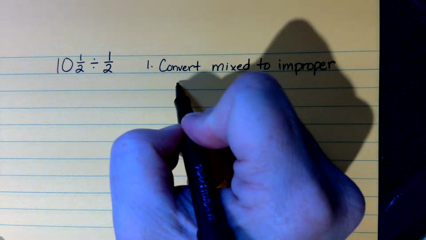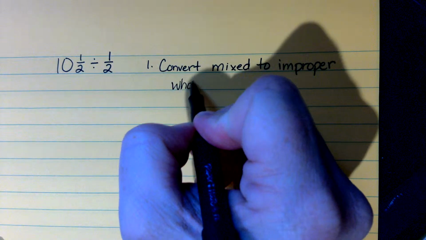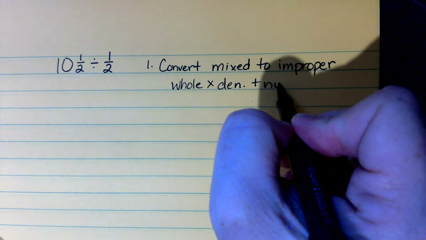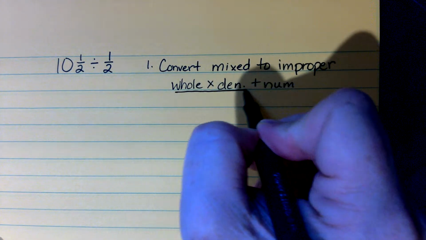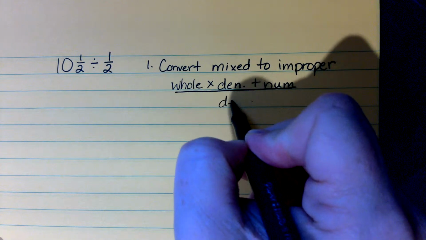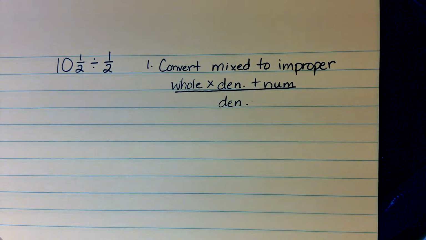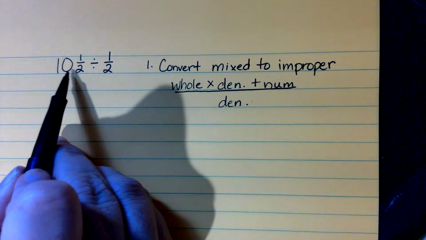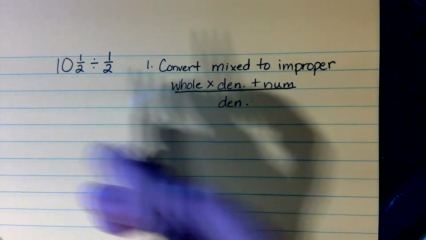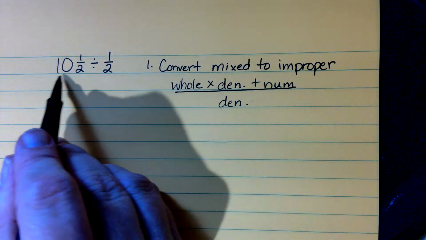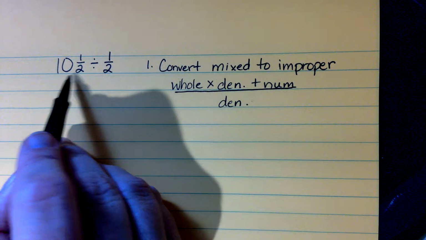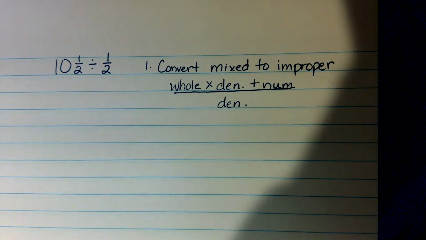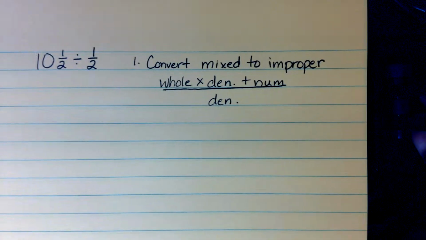Again, this is your whole number times your denominator plus your numerator, all over your denominator. And think about it this way. If I have 10 wholes and they're each divided into 2 pieces, how many pieces am I going to have? I'm going to have 20 pieces. That's where that comes from: you're taking your 10 wholes and multiplying by 2 because now each whole has 2 pieces. Hope that makes sense to you.